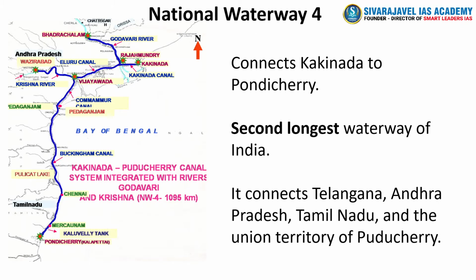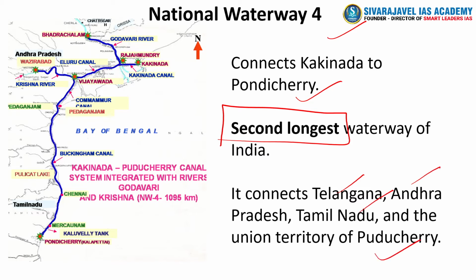And National Waterway 4 connects Kakinada to Pondicherry, and it is the 2nd longest. We know the 3rd longest is on the Brahmaputra, that is National Waterway 2, but the 2nd longest is actually National Waterway 4, and it connects Telangana, Andhra, Tamil Nadu and Puducherry. So you have to know these states, definitely. Some of the canals which it connects are Komanur Canal, Buckingham Canal and Kaluveli Tank. You definitely have to know these details, as such questions have already been asked.